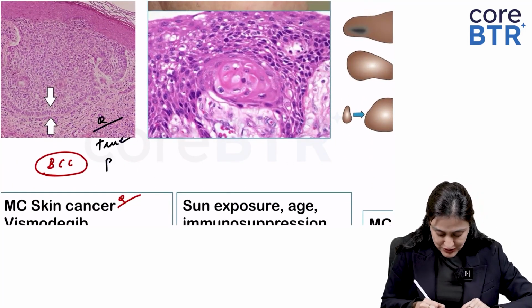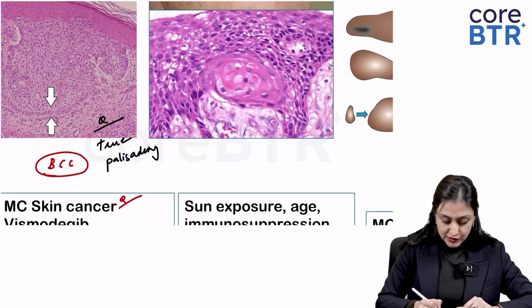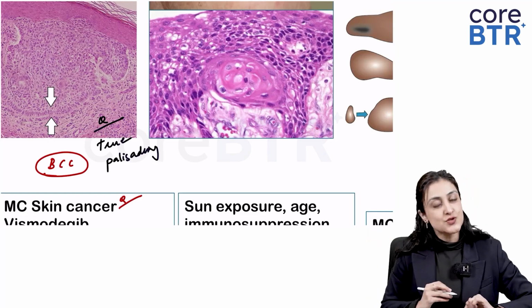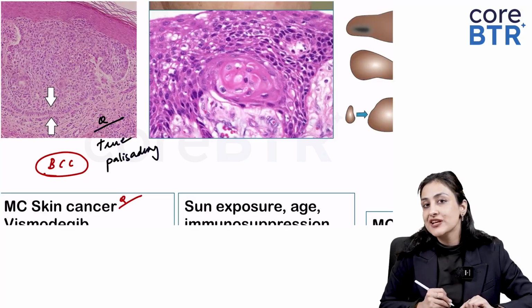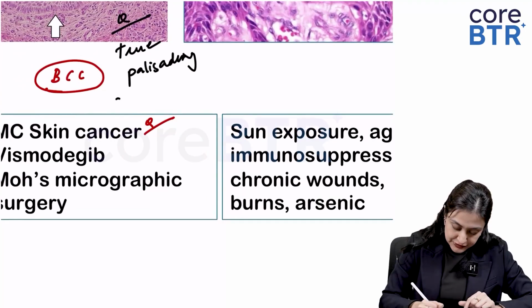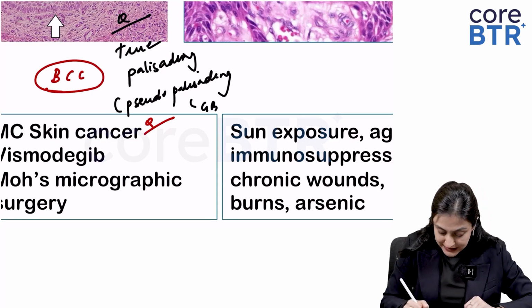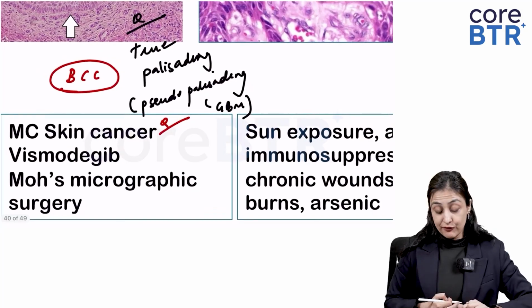On histopath, you see true palisading. True palisading means cells layered over one another. Where do we see pseudo palisading? We'll learn this in brain tumors. That's glioblastoma, so you can correlate here. Pseudo-palisading, serpentine necrosis. This is what we see in GBM, glioblastoma multiforme.